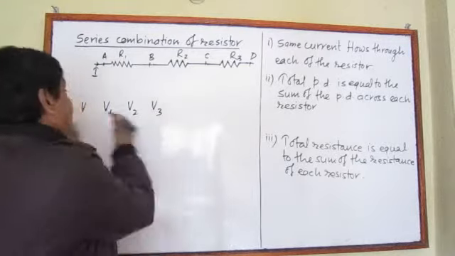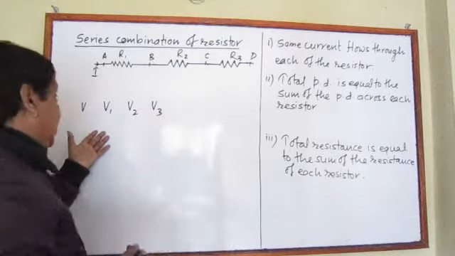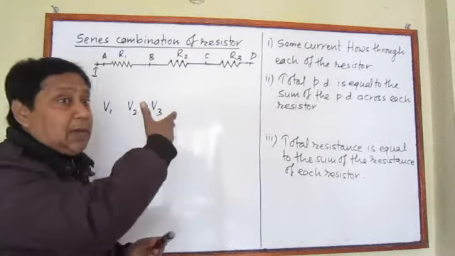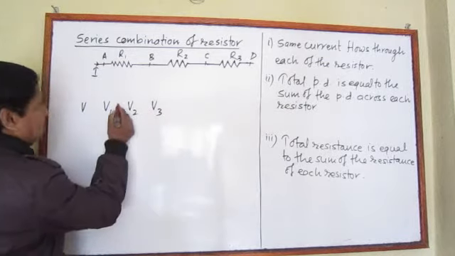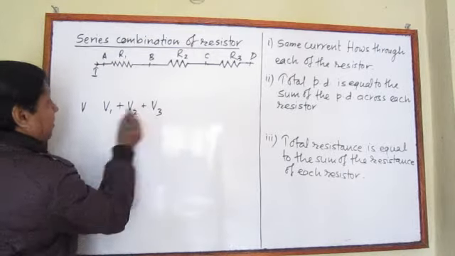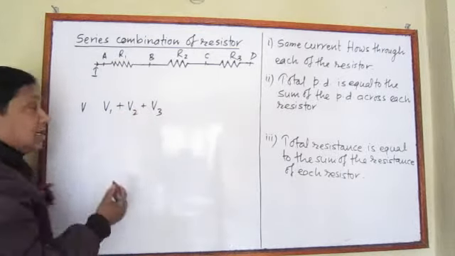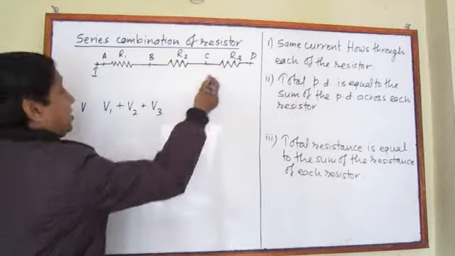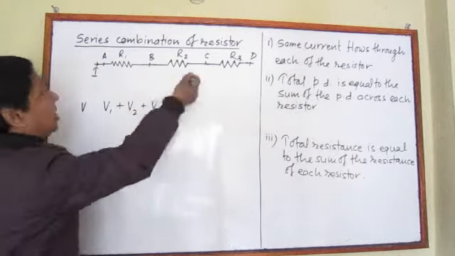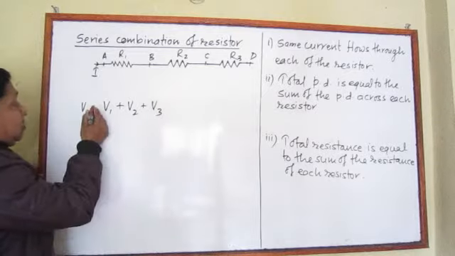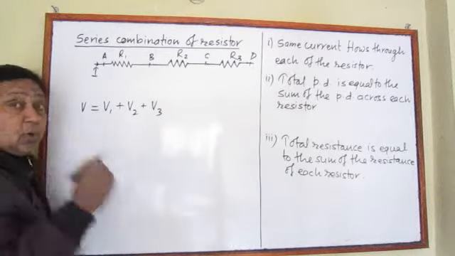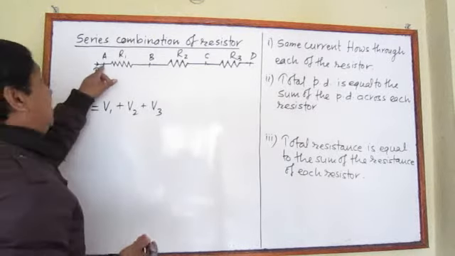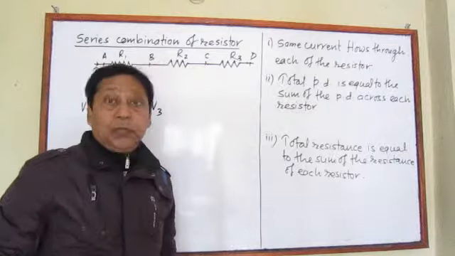Now we have different values. There are 4 values taken, and if we look at these values, what is found? The sum of these 3 values, V1, V2, V3, I mean to say the PD across the first resistor, the PD across the second resistor, and the PD across the third resistor. When the sum of these 3 is taken, it is found to be equal to the total potential difference, the PD between A and D. What does it mean?